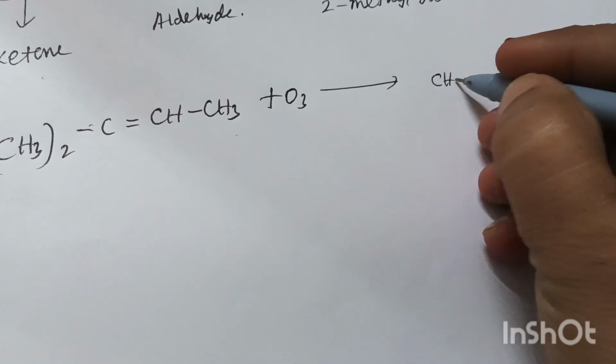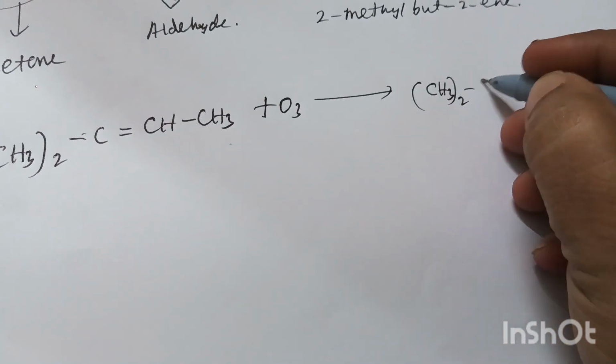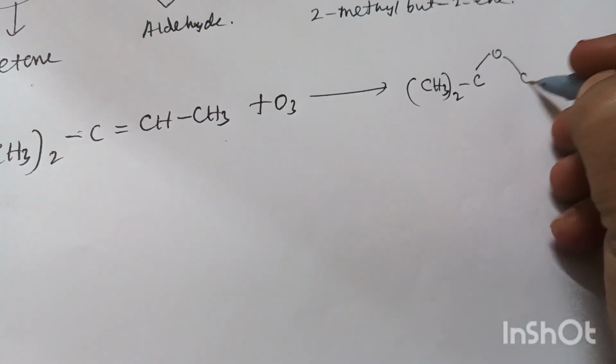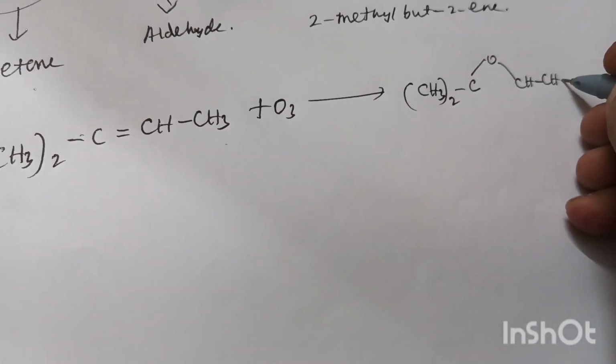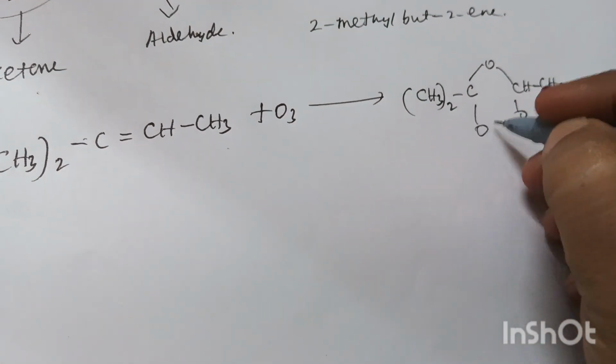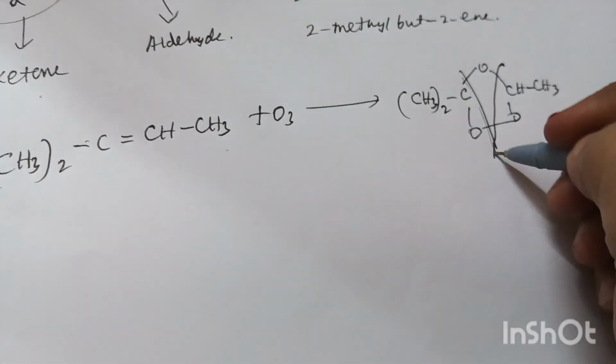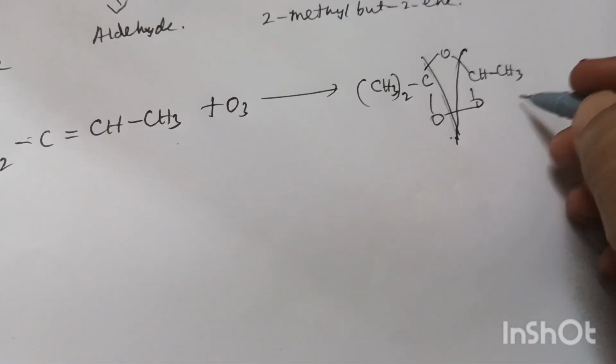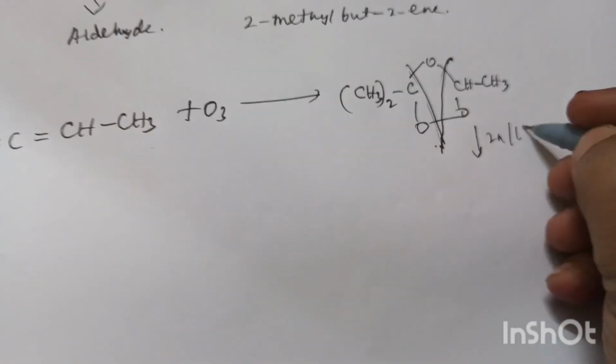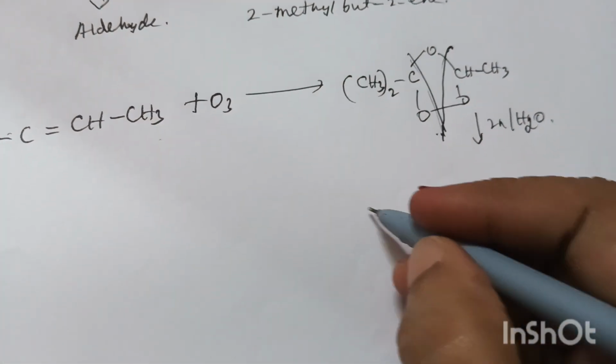So now this is CH3 twice, and the intermediate ozonide is formed. Then this ozonide reacts with zinc. The cleavage takes place at this place, one cleavage on this side and one cleavage here, in the presence of zinc and water. So it gives two compounds.